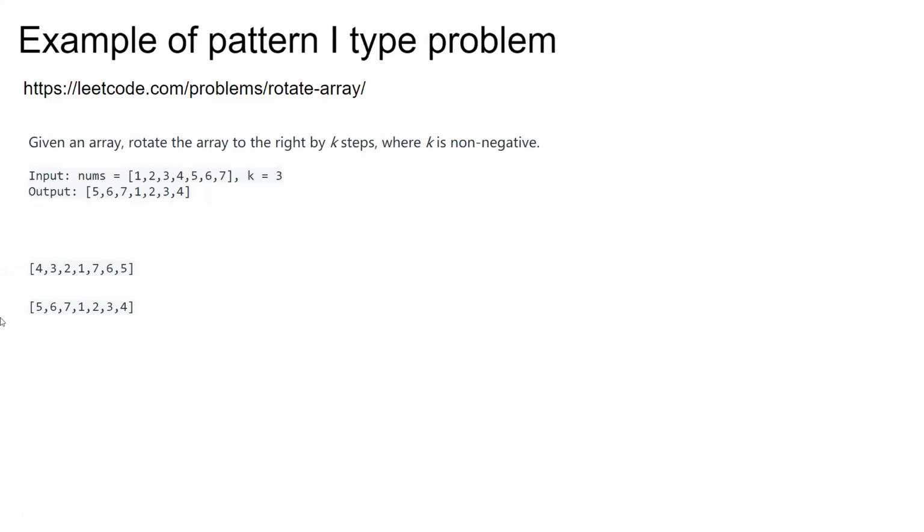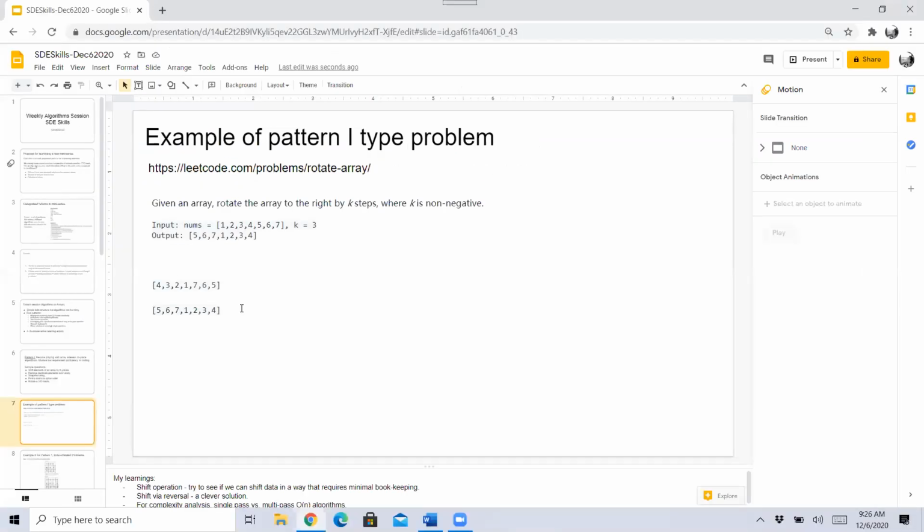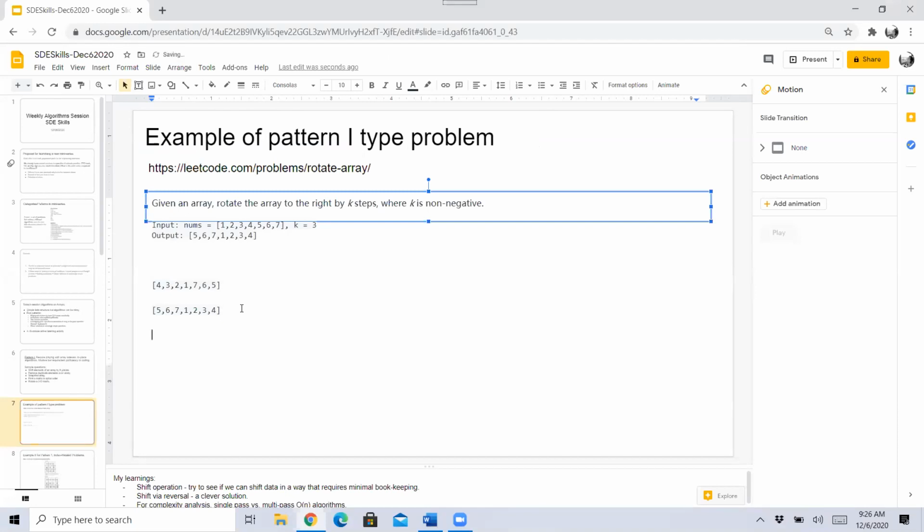It's actually that we divide k by the length of the array and take whatever mod we get. With the mod we reverse that side, and with the quotient we reverse this side, and then reverse the entire array. Like k is 3, and the length of the array is 7. B is your quotient, so the remainder you'll have is 4.